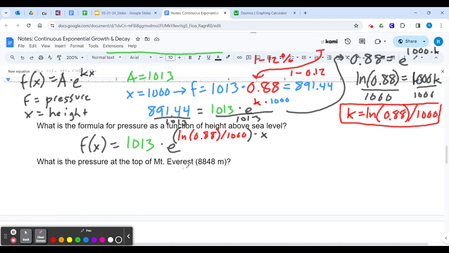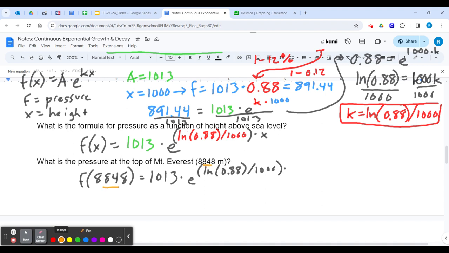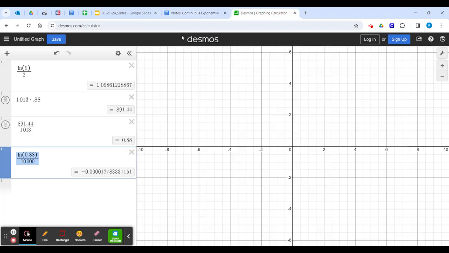So if I wanted to now find the pressure at the top of Mount Everest, which is 8848 meters tall, then I'm finding the f of 8848. I've got 1013 times base e, and we get the ln of 0.88 divided by 1,000 times that 8848. And all of that up there is in our exponent. So just be very careful going into my Desmos graphing.